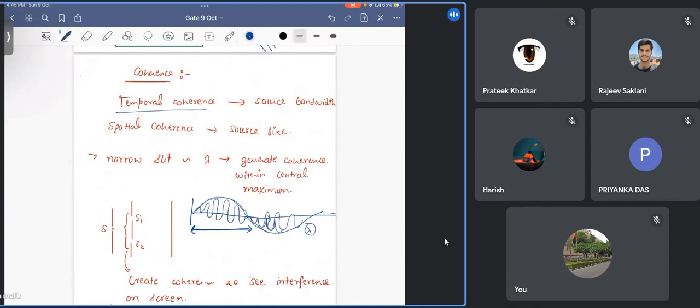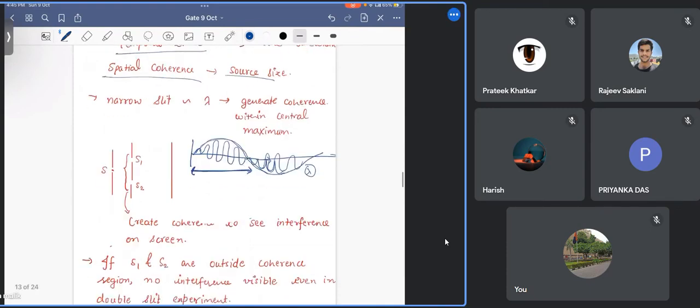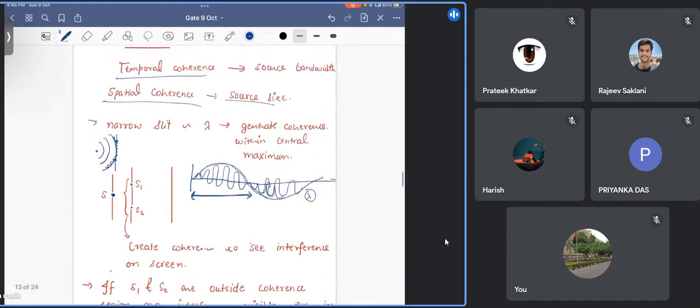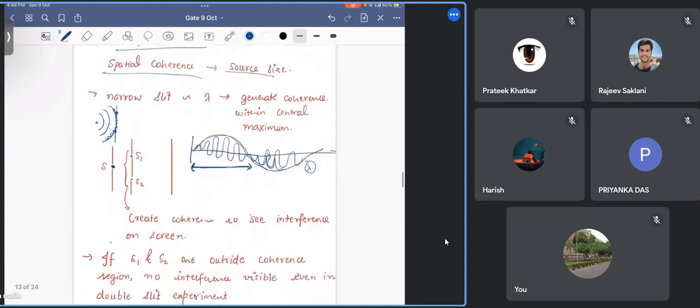Okay, the spatial coherence is related to the source size. If you take a very narrow slit, you are going to create a very large wavefront, and whenever a phase relationship exists across the wavefront, you can say that the points inside this region have spatial coherence. You will learn this concept of spatial and temporal coherence again later. I will tell you the spatial coherence, and maybe then you will understand what I mean by temporal coherence.